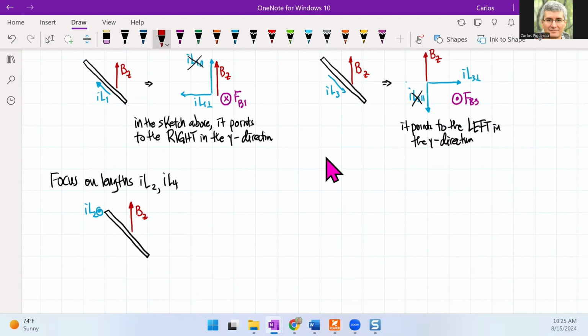So the right-hand rule just tells me this: I have my current coming in like this, I have my magnetic field going like this, and therefore the right-hand rule tells me I'm going to have a magnetic force going to the left. Now, if I repeat the same process for the length 4, then it's now going into the page.